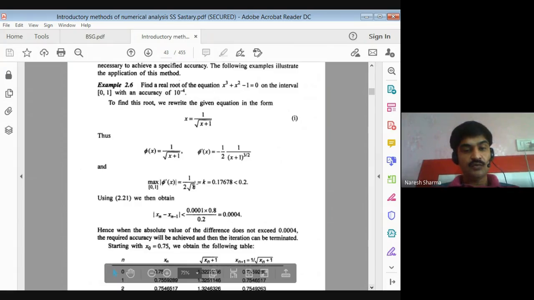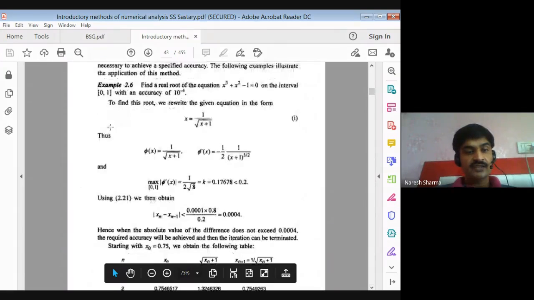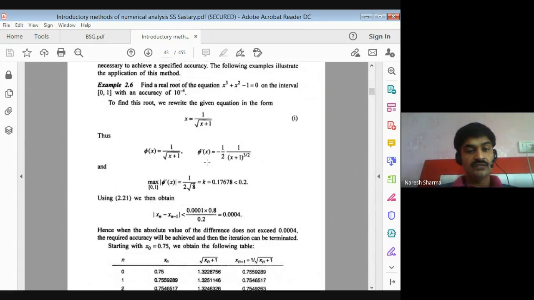Now you just put here any values between 0 to 1 and check the maximum value of this derivative. So we may put here 0 first, right? If you put 0 here, it is minus 1 by 2, and if you take the modulus, it is 1 by 2. So this value should be less than 1 by 2, right?